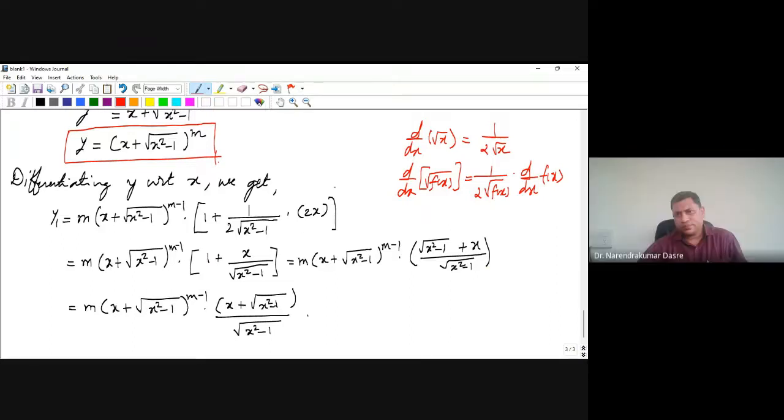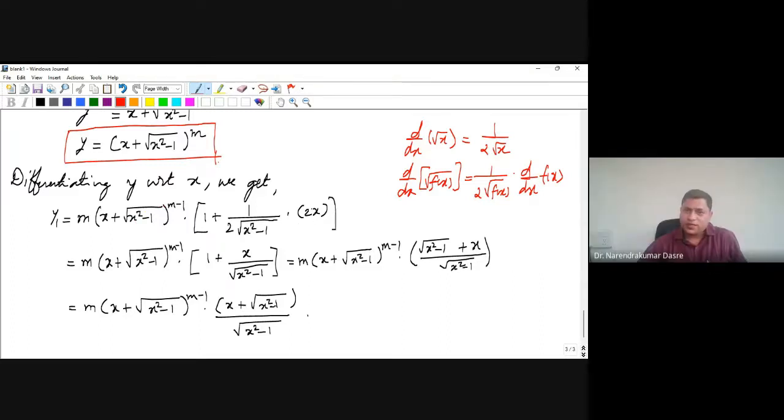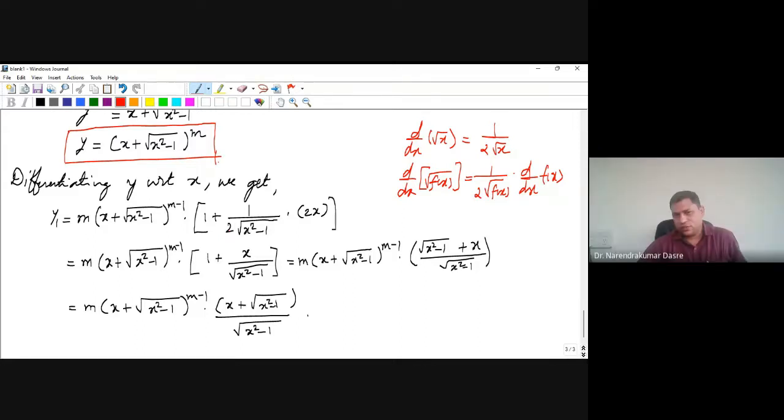Now apply this formula. So this is our f of x. X square minus 1 is our f of x. So 1 upon 2 root of f of x into the derivative of this x square minus 1. So what will be the derivative of x square minus 1? 2x. So that is 2x here. And now this 2 and this 2 are getting cancelled. Yes, sir. So what will remain?